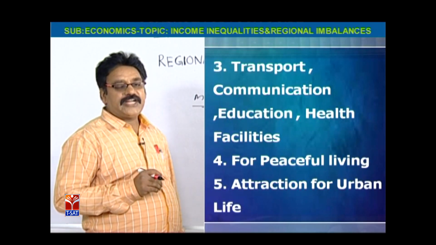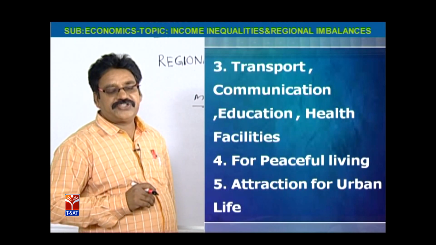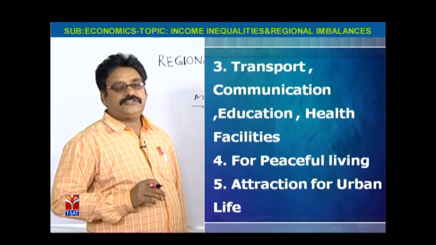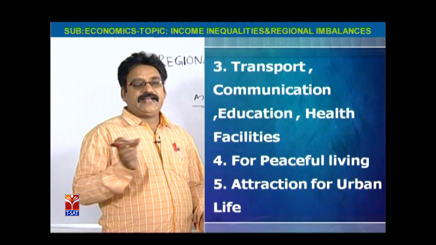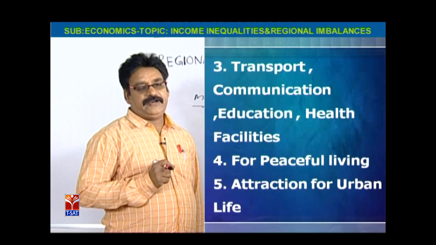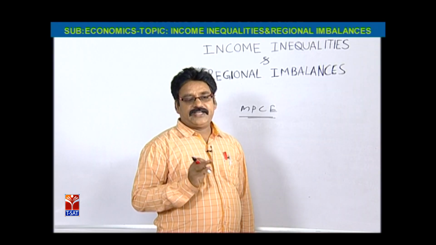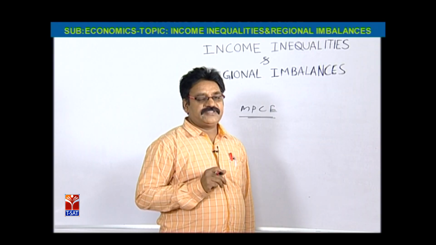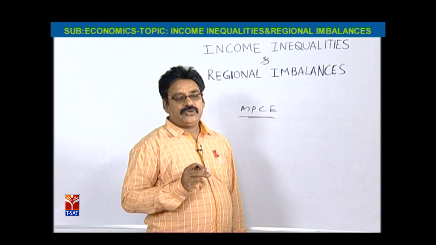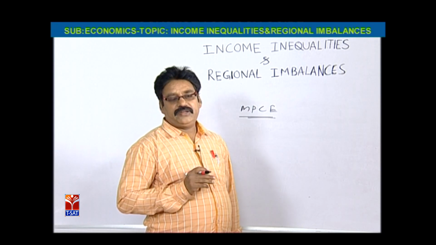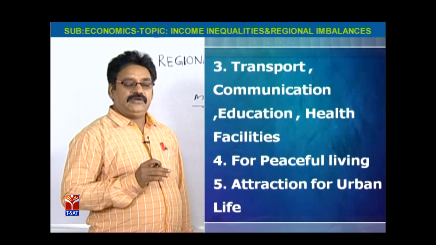Third one: transport, communication, education, health facilities. These four play a major role in attracting the rural poor people towards the urban areas. Transport system and communication system, education facilities and health facilities, everything is available for the people. So they are usually migrating towards the urban areas.